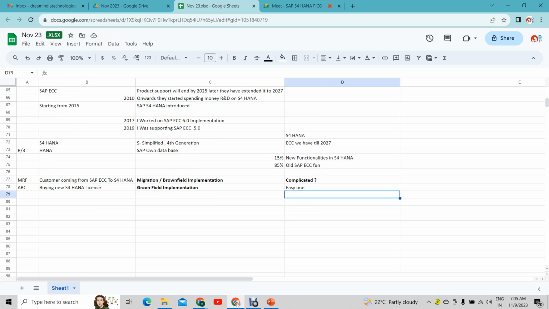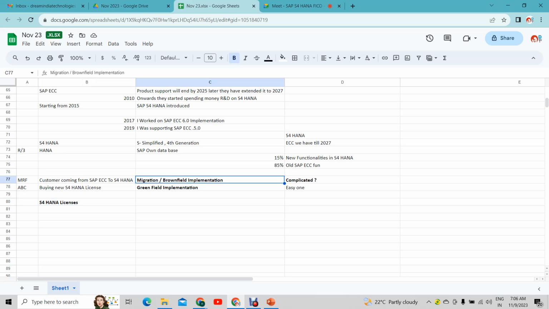Next thing is in SAP S4HANA, you have licenses, right? You guys know what are the different licenses we have in S4HANA? Based on the licenses, you will understand there is a differentiation in your work, be it a brownfield, be it a greenfield. What are the licenses?